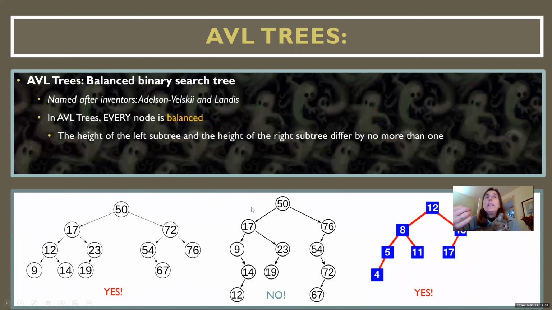Okay, so what's an AVL tree? Named after Adelson-Velsky and Landis. They're balanced binary search trees. And in an AVL tree, every node is balanced. The height of the left and the height of the right subtrees differ by no more than 1. That's the definition of balanced. The definition of balanced is the height of the left subtree and the height of the right subtree of each node differs by no more than 1.